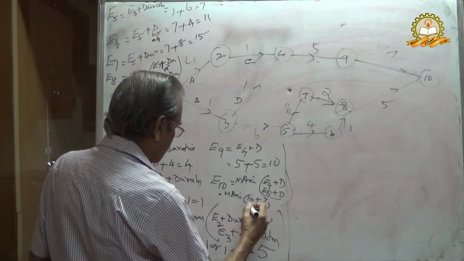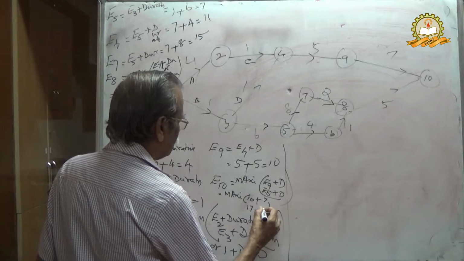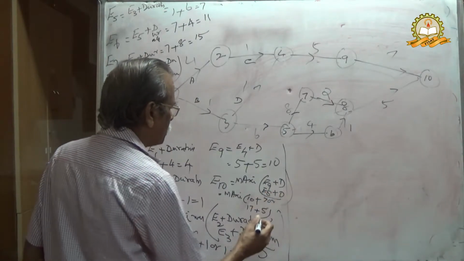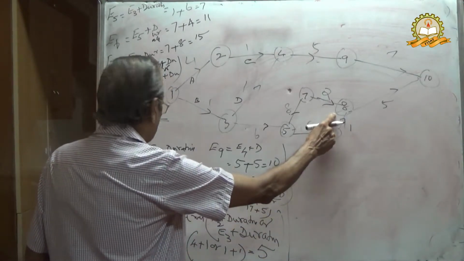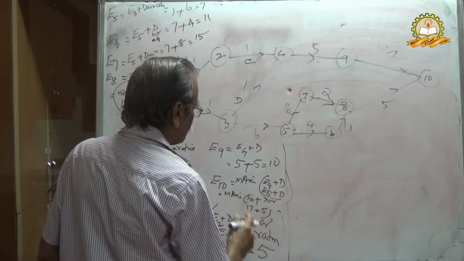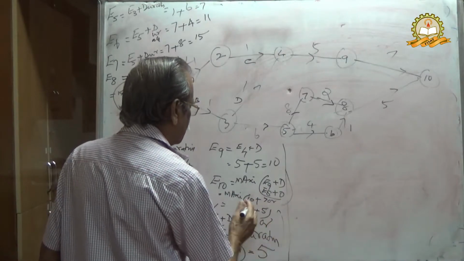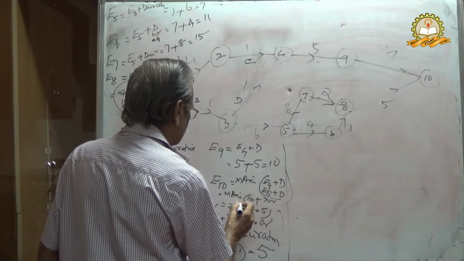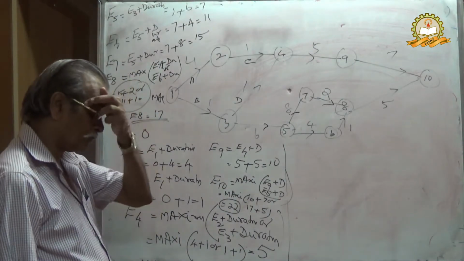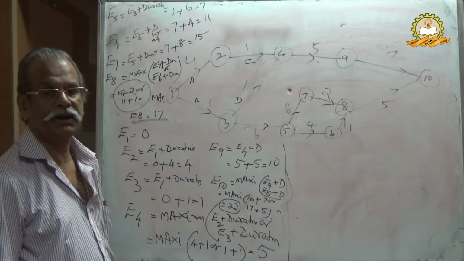E8 is 17 plus 5, either 10 plus 7 or 17 plus 5, the maximum of that, and this is 22. Therefore, E10 equal to 22.